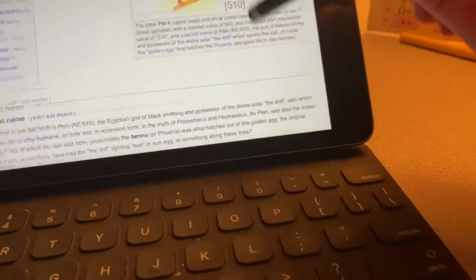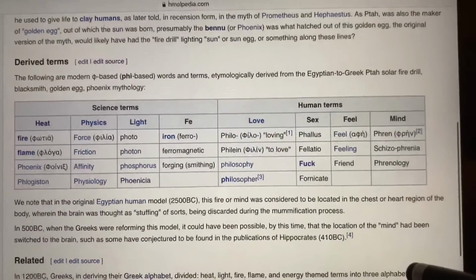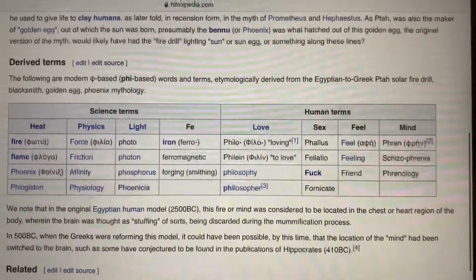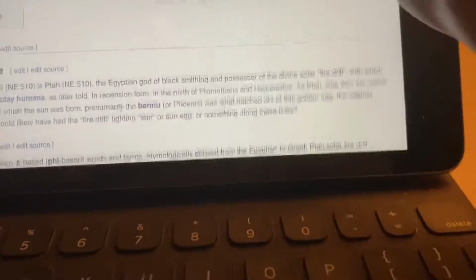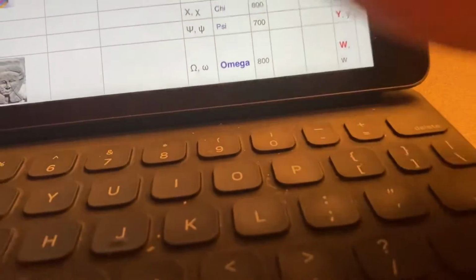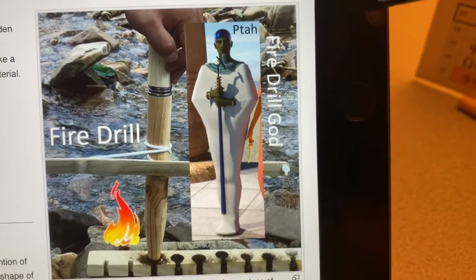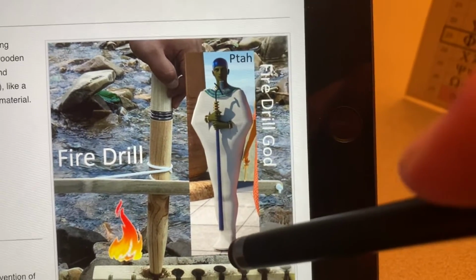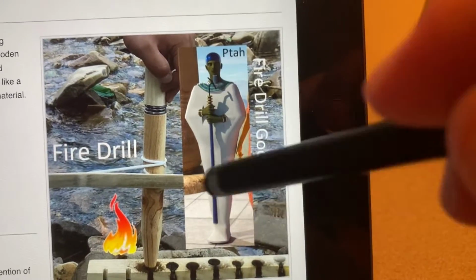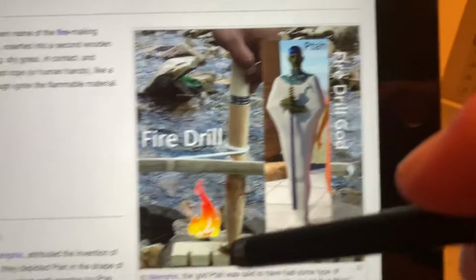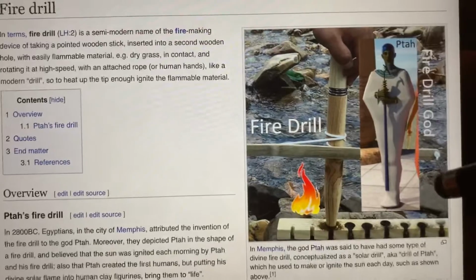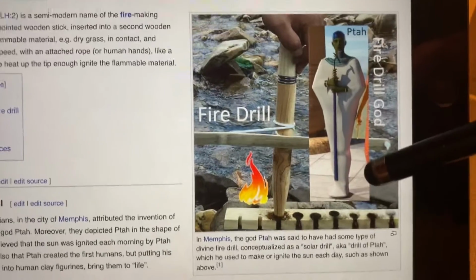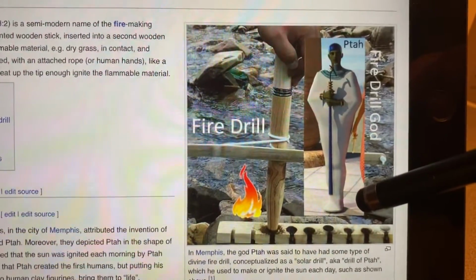and it yields all these words. So Ptah is the fire drill, looks like this. So his body is shaped with feet together, and supposedly with his feet he spins and makes the golden egg that lights up the sun in Egyptian mythology. This transferred to Greece in terms of the cipher of the letter Phi.